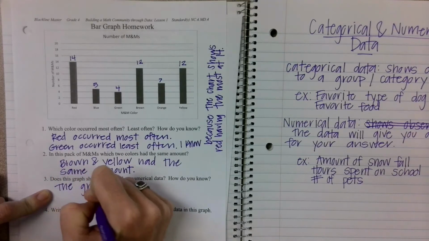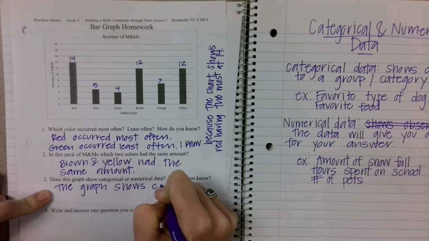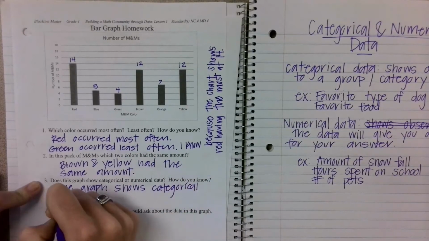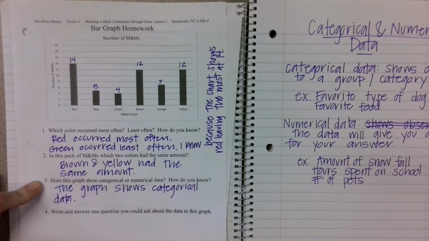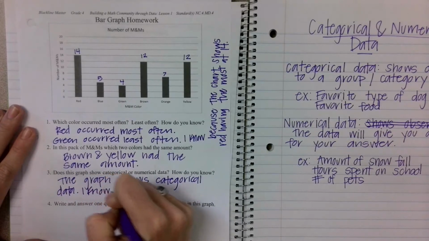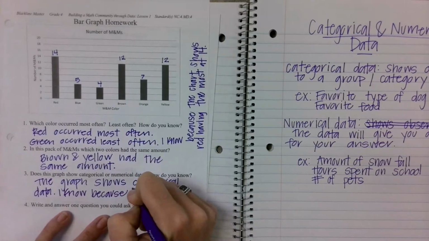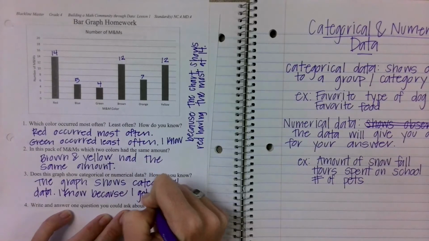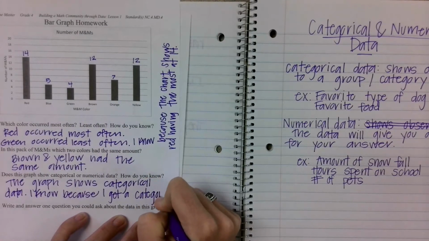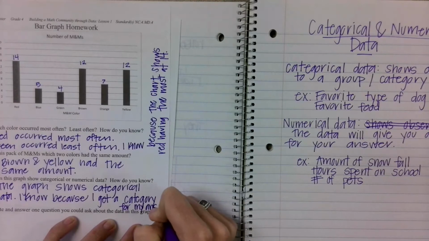The graph shows categorical data. How do I know? I know because I get a category for my answer.